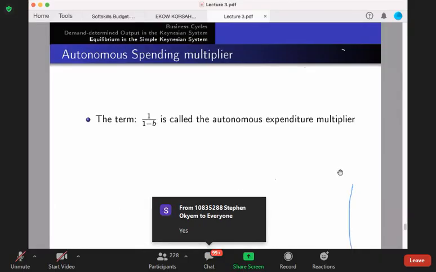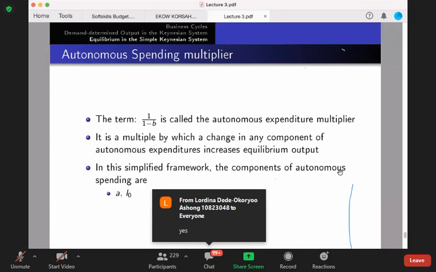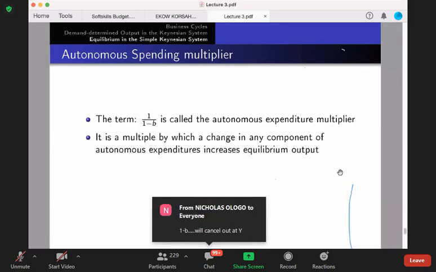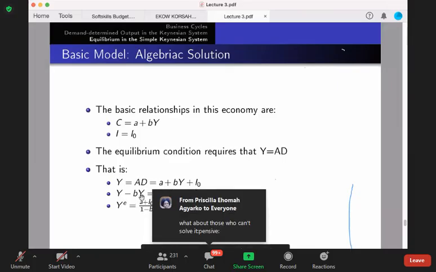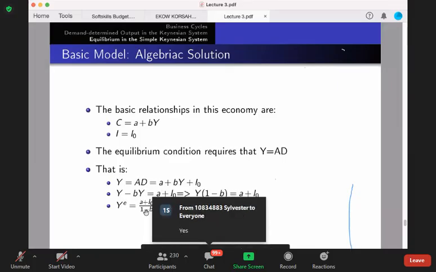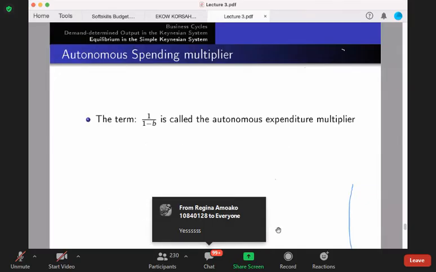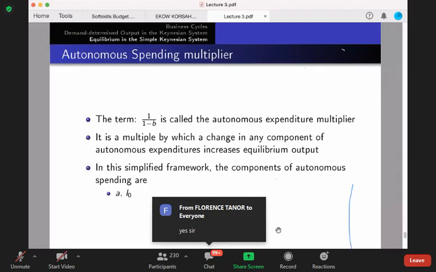Okay. All right. So now let's move on. So there is this thing called the multiplier. It's just the slope coefficient of this part of the function. So the multiplier is just 1 over 1 minus beta. That becomes the expenditure multiplier, the autonomous expenditure multiplier.